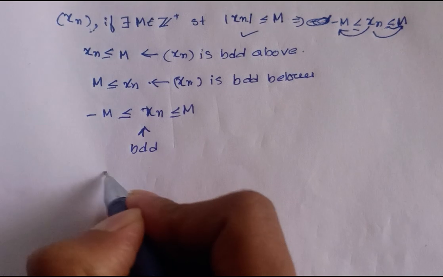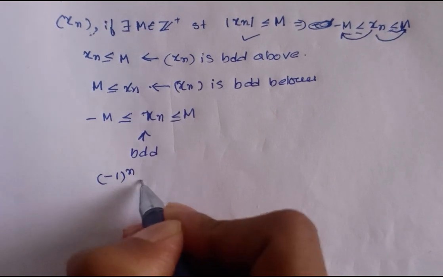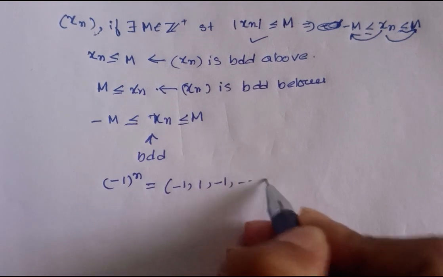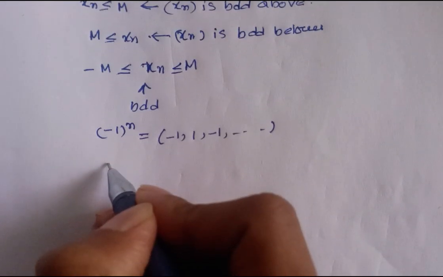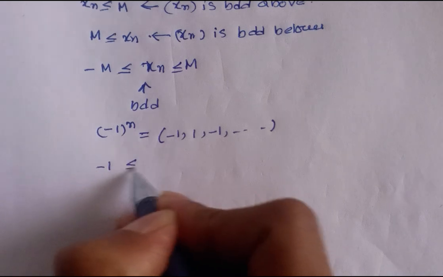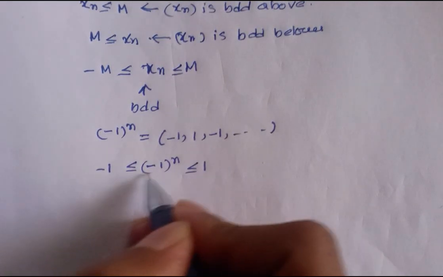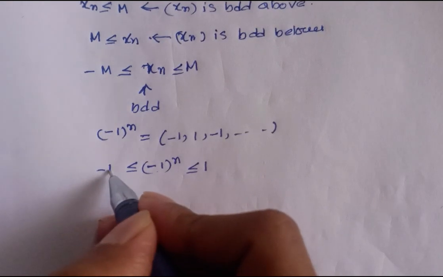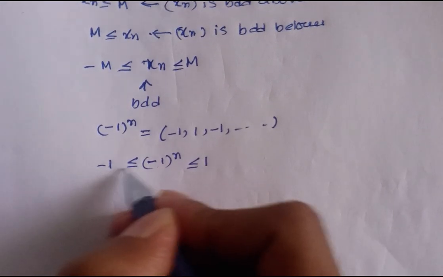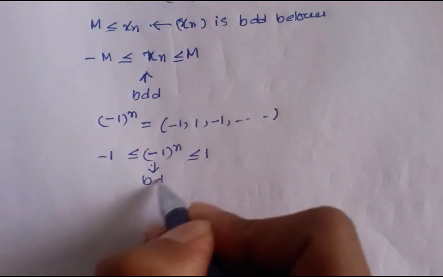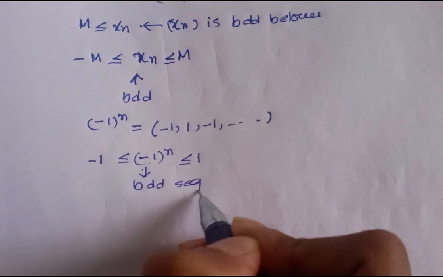For example, minus 1 to the power n. We can write it as minus 1, 1, minus 1, and so on. So minus 1 is less than or equal to minus 1 to the power n, which is less than or equal to 1. So minus 1 to the power n is bounded below by minus 1 and bounded above by 1. So minus 1 to the power n is a bounded sequence.